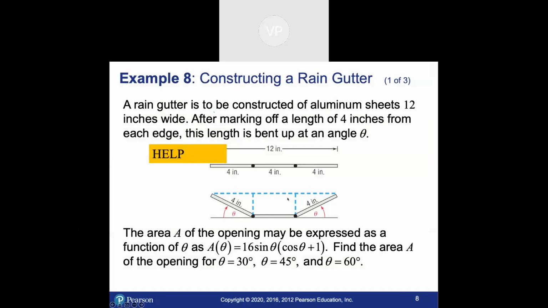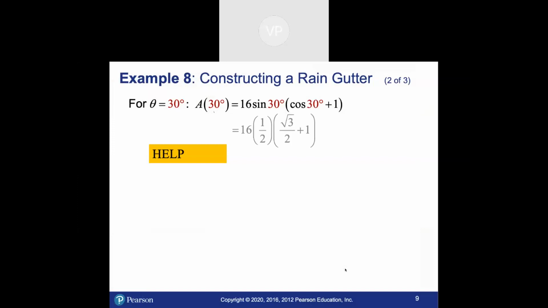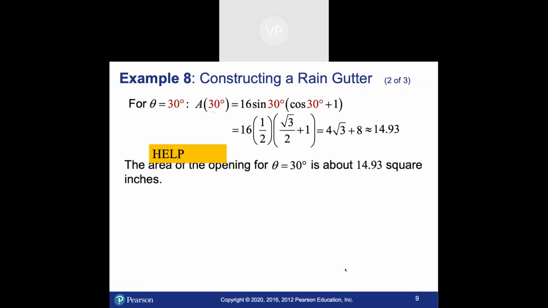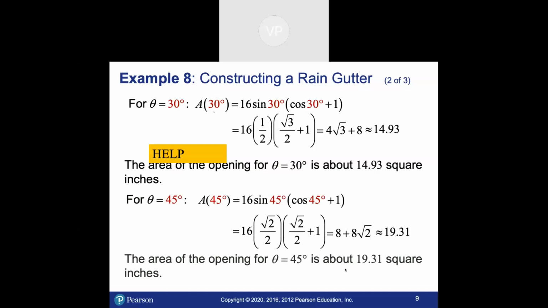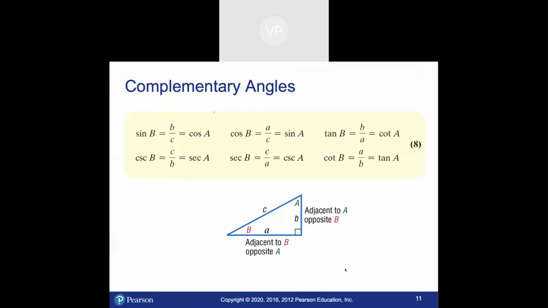Okay, a rain gutter is to be constructed. Remember we did one kind of like this before, and it's got aluminum sheets 12 inches wide. After marking off a length of 4 inches from each side, it's bent upward, and the area is this formula, 16 sine theta times cosine theta plus 1. Find the area for 30 degrees, 45 degrees, 60 degrees, and it's not really anything new. It's the same stuff we've been doing. We know sine of 30, we know cosine of 30. We get that value for your square inches. For 45 degrees, plug them in, we get 19.31, and for 60, we get 20.78, just to kind of show you out of the three, which is the best one.